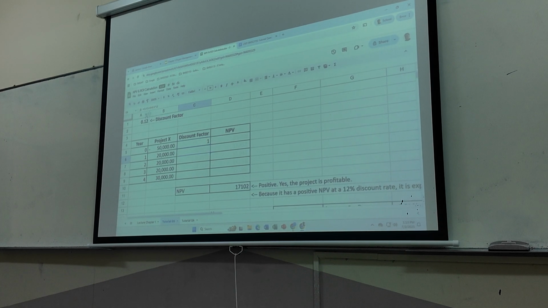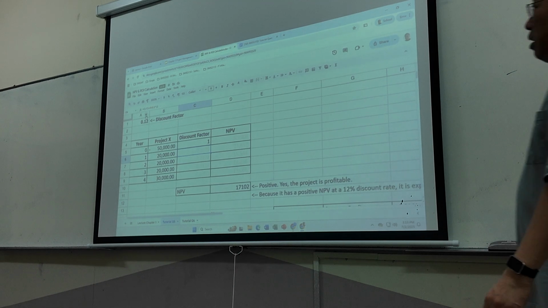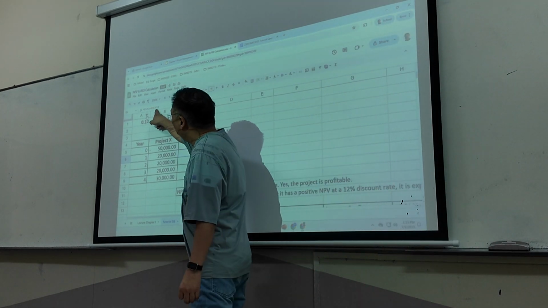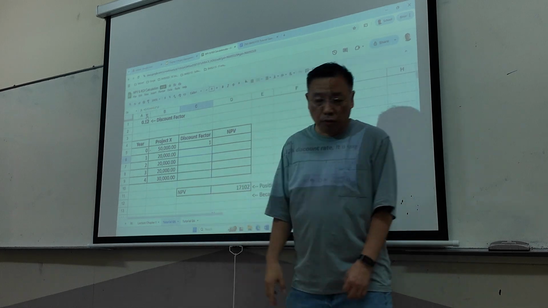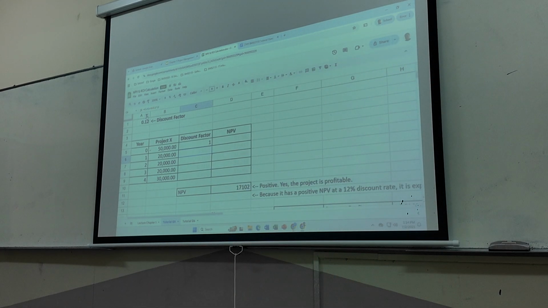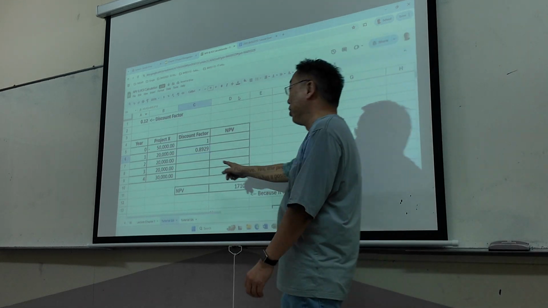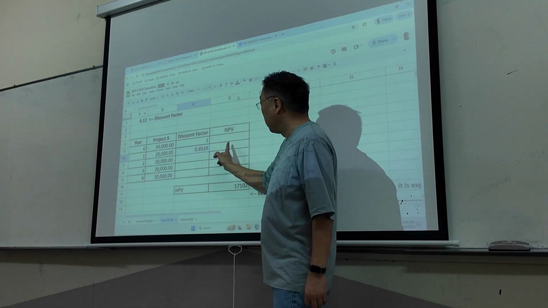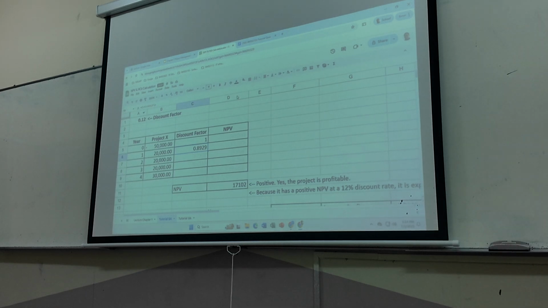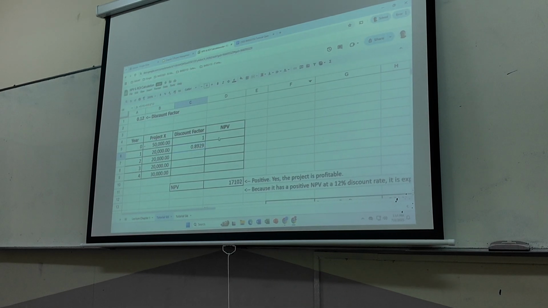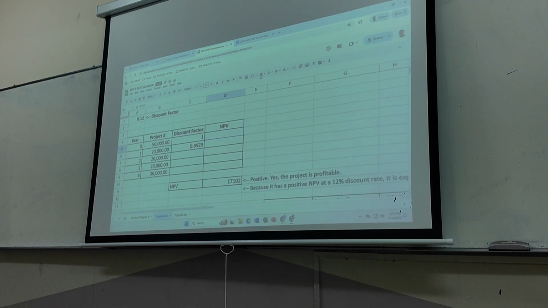Year 1, you apply the same formula, except now you do it to the power of 1 instead of the power of 0. So when I do that, the discount factor becomes, I will unhide it for you, 0.8929. So $20,000 is not $20,000 in year 1. You have to multiply this and you get this. So year 1, you multiply to get your NPV.